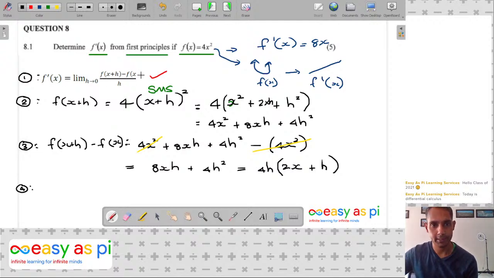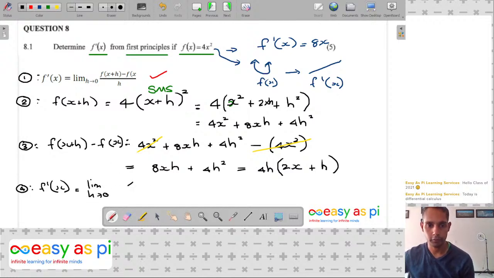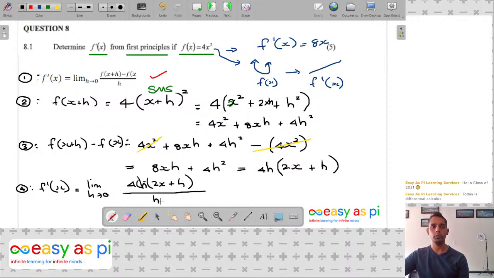And now I'm going to put this into the entire definition. So I'm going to say, okay, in this case, f dash of x is equal to the limit as h tends to 0, right? 4h into 2x plus h all over h. Now what you'll notice is that this cancels with that because there's multiplication happening there.